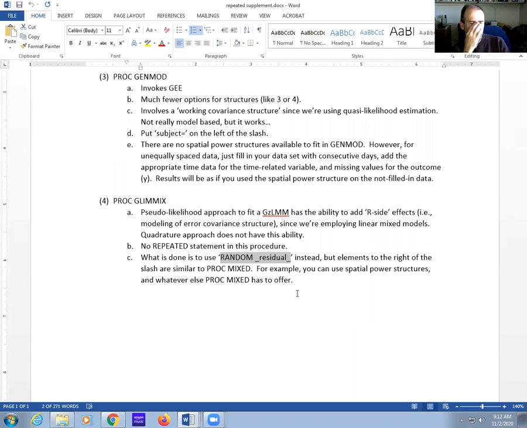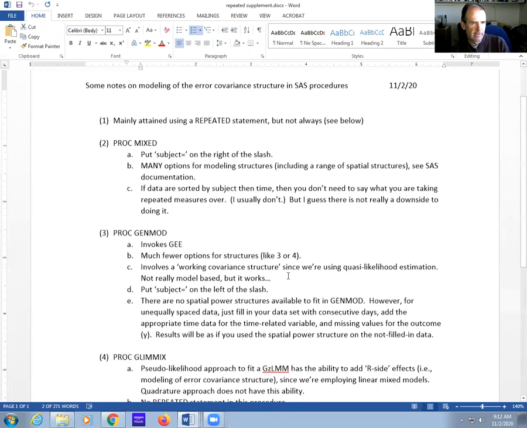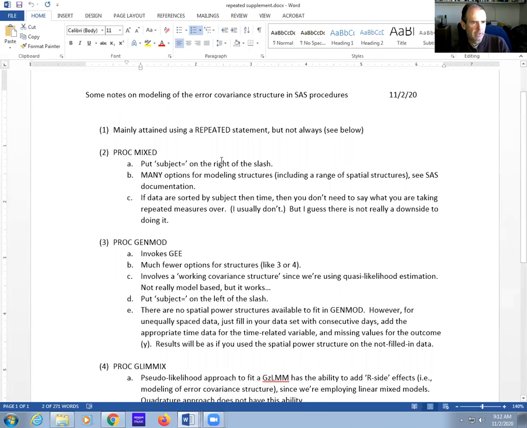So the last thing I wanted, this was actually one of the main reasons why I wanted to talk about the repeated statement. This is the key thing here. And I mentioned this before, but I'll mention it again. It's worth mentioning twice. If you sort your data by subject and then by time, you don't have to say what the repeated measures are on. Usually it's going to be on a time variable, like day, or maybe it's actually called time. But you can put that in there, so you'd say repeated day or repeated time.